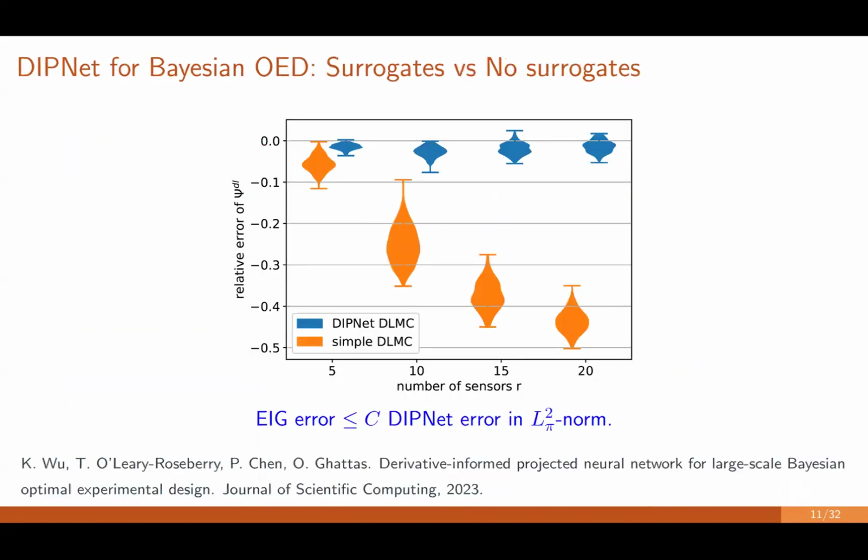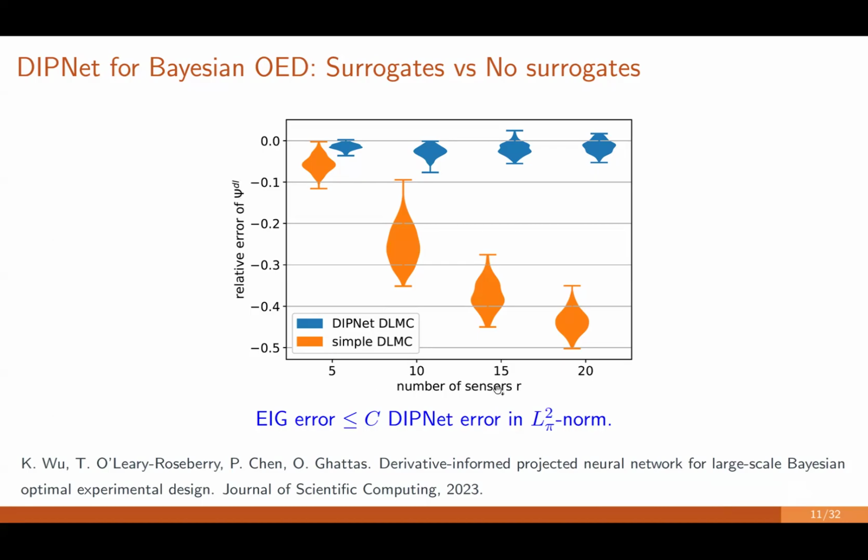So here's a comparison. We can apply our DIPNet double loop Monte Carlo. Essentially, we first construct this neural network surrogate, and then we apply this double loop Monte Carlo because each evaluation is relatively cheap, right? Then we also compare against the case where we do not construct this surrogate, but rather use the same amount of computational cost to evaluate this double loop Monte Carlo. And this is the relative error of our EIG.